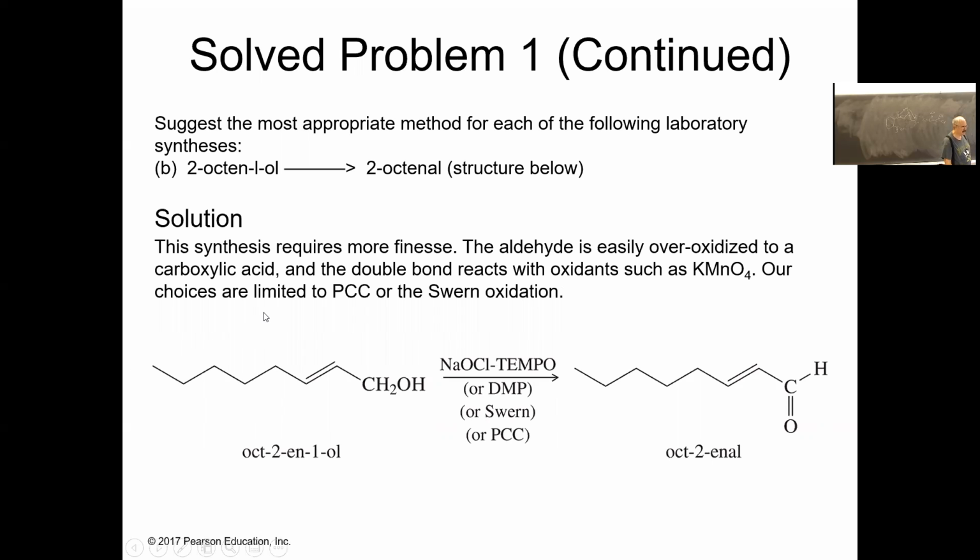Okay, we can use any of these methods. We do not want to use dichromate or chromium trioxide for two reasons. Not only would the aldehyde get oxidized to a carboxylic acid, the double bond would also get oxidized. It could form a diol, or it could cleave altogether.